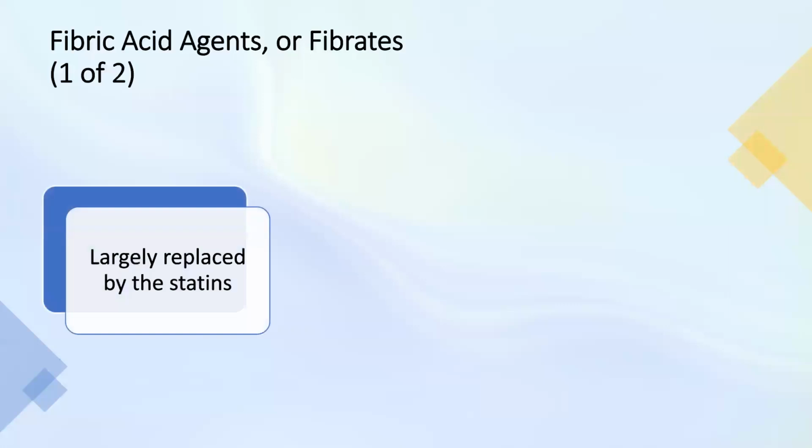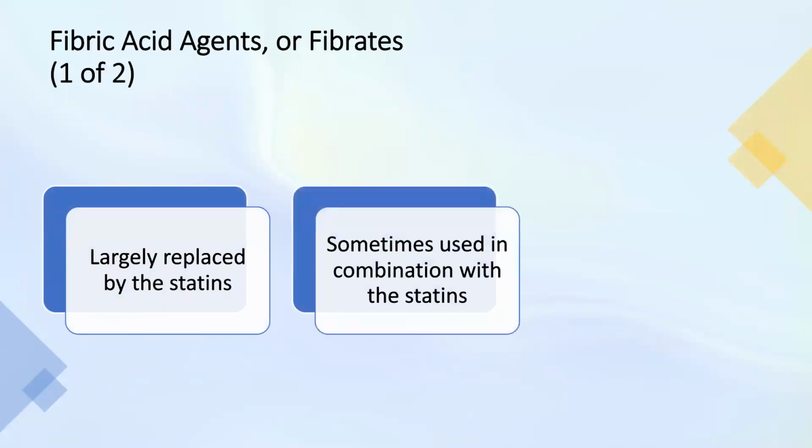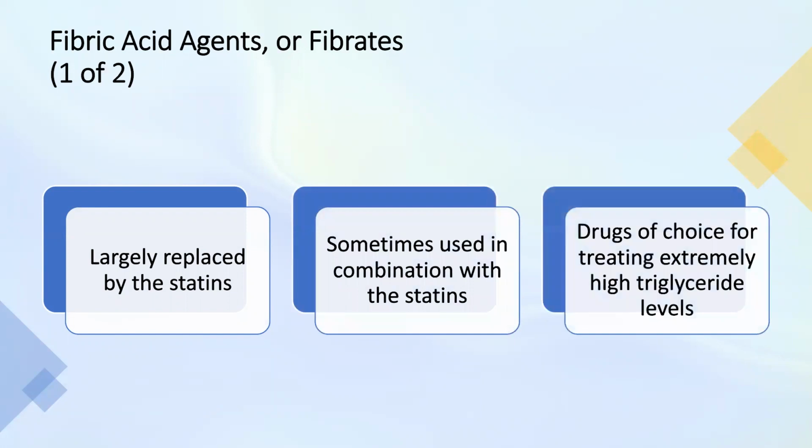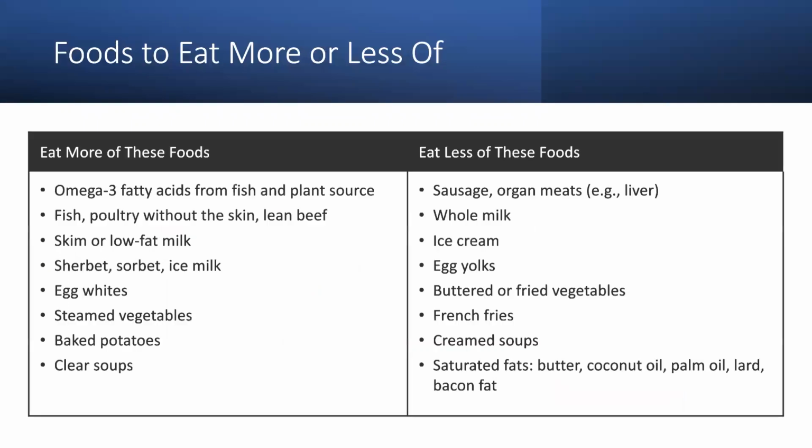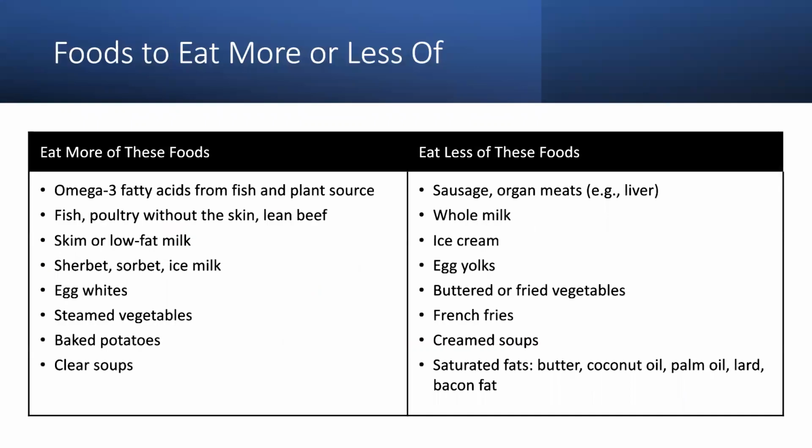So fibric acid agents or fibrates are largely replaced by the statins. They are sometimes used in combination with the statins, and they are the drug of choice for treating extremely high triglyceride levels. Then, foods to eat more or less of: eat more omega-3 fatty acids from fish and plant sources.